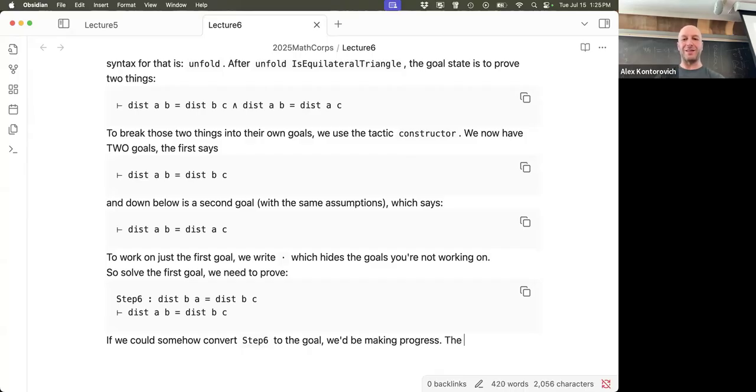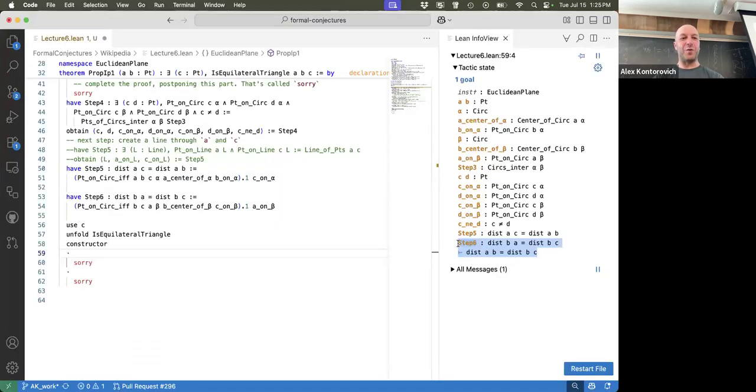What do you think the syntax for that is? Convert. Exactly right. You guys are getting the hang of it. So if I write convert step 6, here's what it's going to do. It's going to look at step 6 and at the goal and say, distance of BA is here, there's an equal sign. I see a pair of equal signs. I see distance of BC on the right, so that matches. But I don't know why these two things are equal. So convert step 6 is going to turn into: show me why the two left-hand sides are equal.